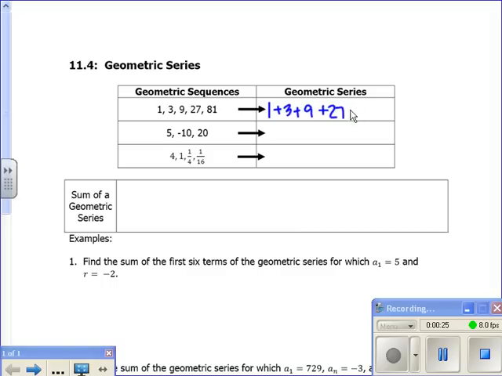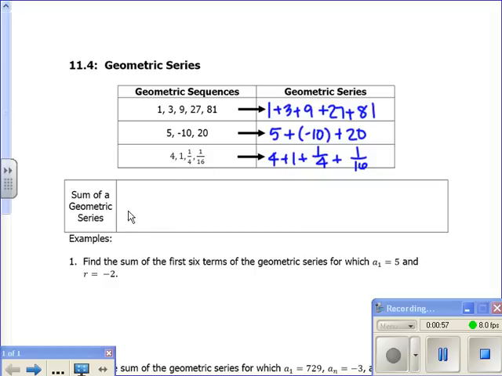So just like our 11.2 notes, same thing here: 5 plus a negative 10 plus 20 makes it a series. 4 plus 1 plus 1/4 plus 1/16 makes it a series. Here you can see that we're multiplying by 1/4 because we're getting smaller. Remember, we're multiplying by a fraction then. Here, because our sign is changing, we're multiplying by a negative. So how do we get from 5 to 10? Well, we multiply by 2, but to get to negative 10, we multiply by negative 2.